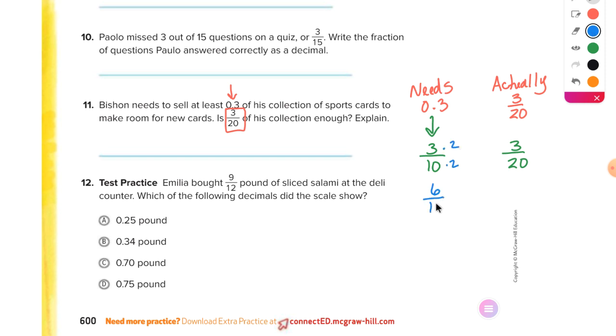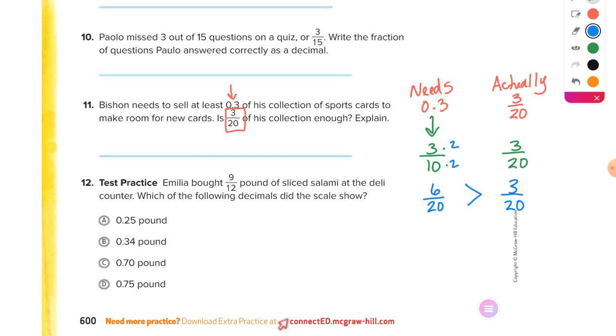So he needs to get rid of 6/20 of his collection, and he gets rid of 3/20 of his collection. Did he get rid of enough? No, because 6/20 is greater than what he actually got rid of. Okay, so we've come up with our answer. He does not get rid of enough. He needs to get rid of more of his cards.